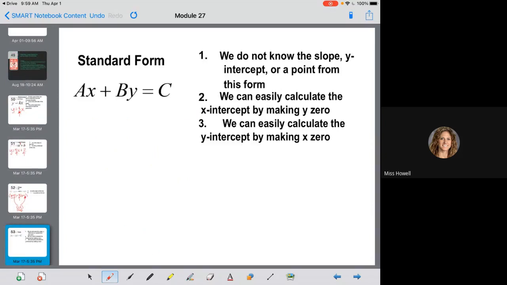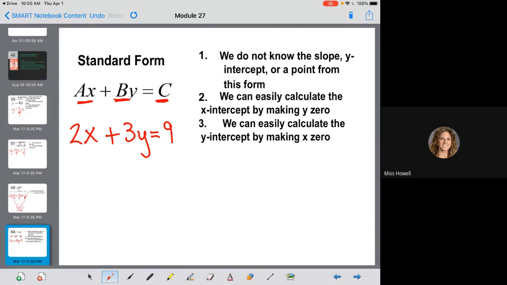All right, type number 4, what's called standard form of our linear equation, where we have an x term, a y term equaling a constant term. So something like this, 2x plus 3y equals 9. That would be a linear relationship given in standard form.